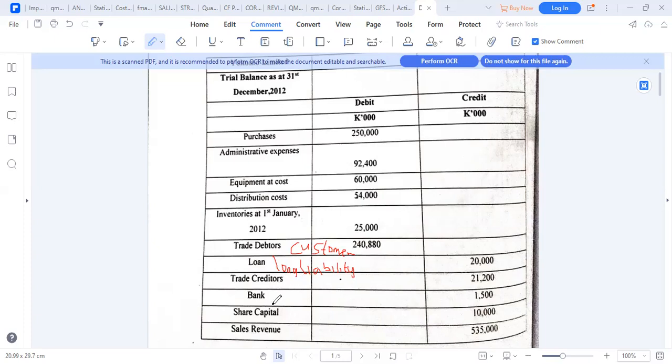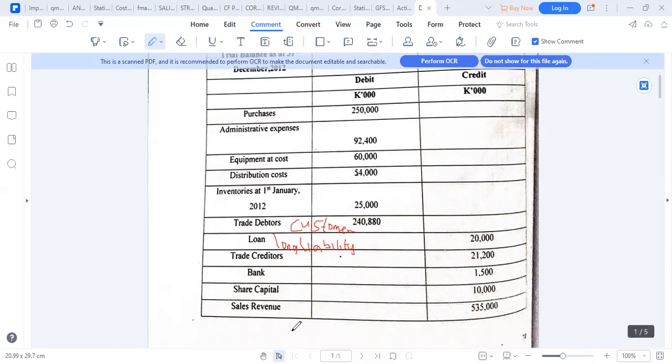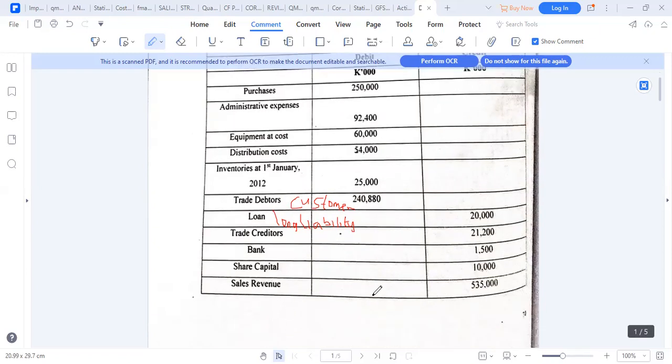The bank, if it is on credit, means it's a bank overdraft: your account has been overdrawn, meaning that any deposit that comes into that account will be swallowed. The share capital is the capital that you start a business with, the opening capital. Then we get to the sales revenue. Sales revenue is always a credit balance because we sell to customers.